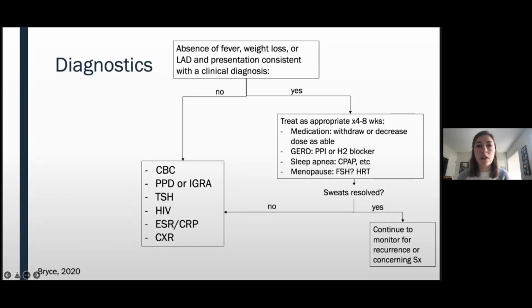So you'll get a CBC to look for any abnormalities that might make you worry about a hematologic malignancy, and a TB test for tuberculosis, which I thought was kind of interesting, especially in the general population where we live, probably less common, but fairly cost-effective tests. Obviously checking a thyroid, and then the ESR and CRP helps point you down a pathway of, are they having inflammation from somewhere? So you get those tests.